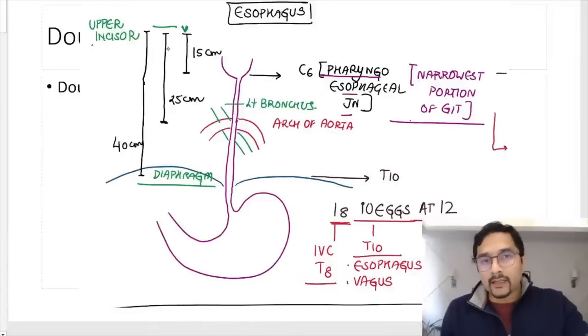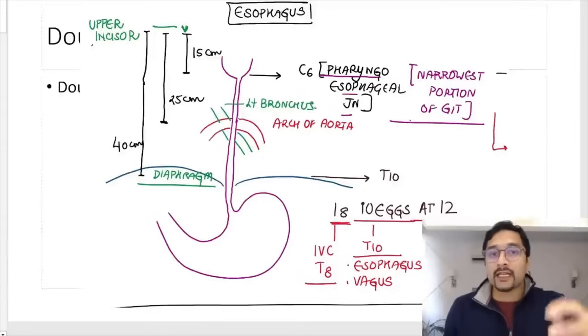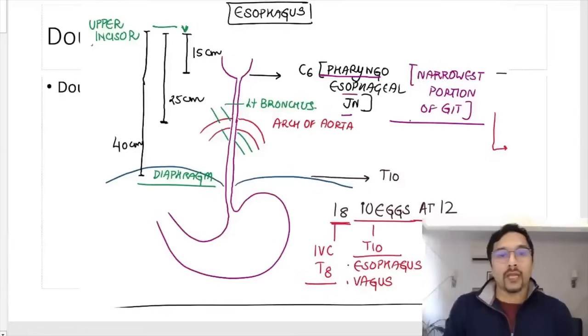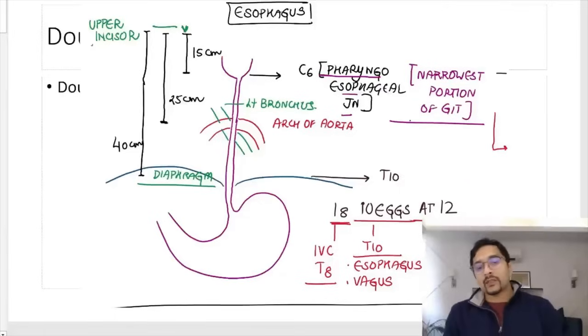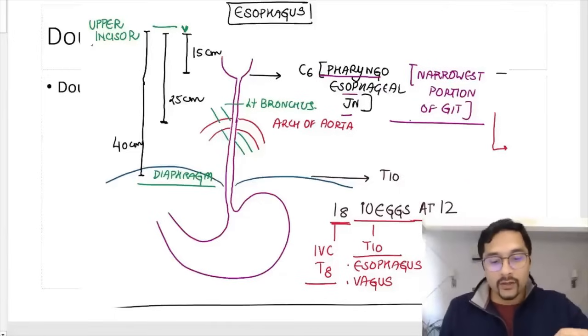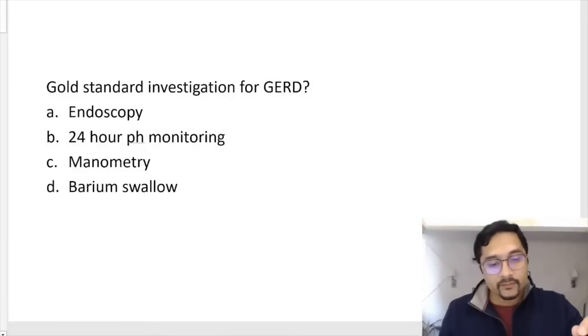You should know that there are three constrictions at 15, 25 and 40. These values have also been asked. And the narrowest portion is at 15 centimeters from the upper incisor. This is the pharyngeal-esophageal junction or C6. The other two constrictions are when the arch of aorta and when the esophagus pierces the diaphragm.